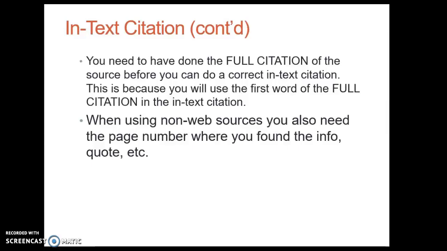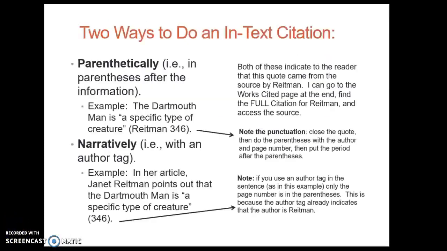When using non-web sources, you also need to make sure you have the page number where you found that information or quote from. Once you have this information, you can cite one of two ways. You can cite parenthetically or you can cite narratively. When you cite parenthetically, you include the citation information, which is usually the author's last name, but always the first word in the works cited page entry, in the parenthetical along with the page number.